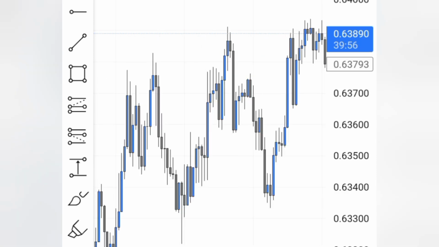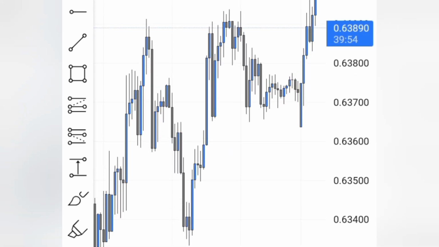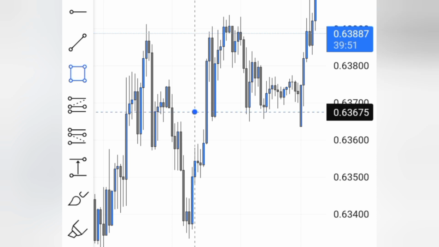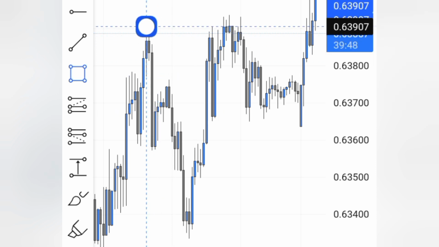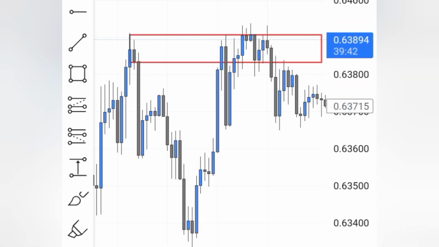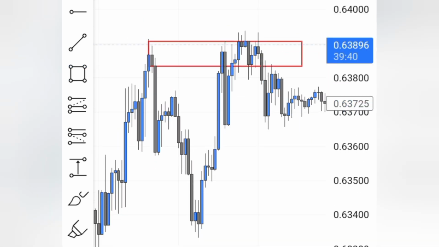Now you can see some more order blocks. You can see this here, right here. This is an order block. Why? Because of this move right here. So that's how we really find order blocks.